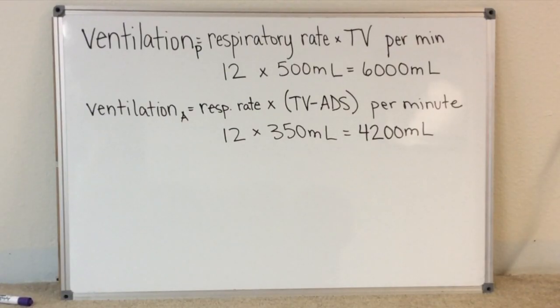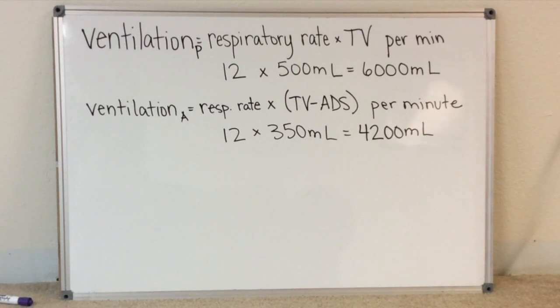Because of the anatomical dead space within an individual, it is important to distinguish between pulmonary ventilation and alveolar ventilation. Pulmonary ventilation is the amount of air moved in and out of the lungs per minute. This is determined by taking the respiratory rate, the number of breaths you have per minute, times the tidal volume of each breath. During normal breathing, we have an average respiratory rate of 12 breaths per minute and an average tidal volume of 500 milliliters per breath. This means we move about 6 liters of air in and out of the lungs per minute.